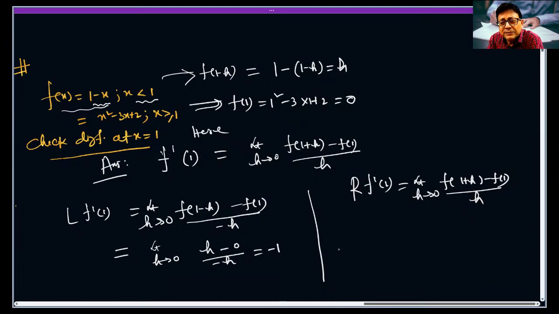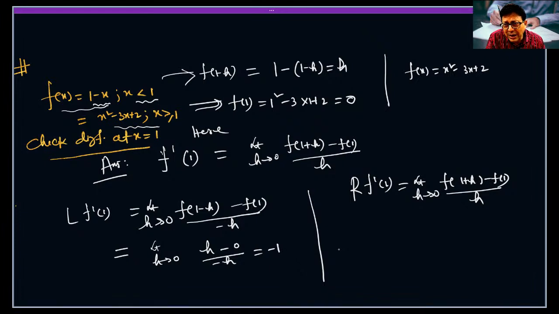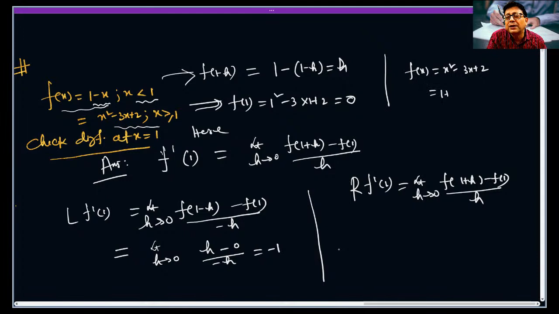Right hand derivative, let us find it. This will be f of 1 plus h. For f of 1 plus h, I will be using this part because x is greater than or equal to 1. Am I correct? This part of f(x) is defined for x greater than or equal to 1. 1 plus h is a quantity which is greater than 1. So we have to evaluate that part. This is going to be 1 plus h whole square.